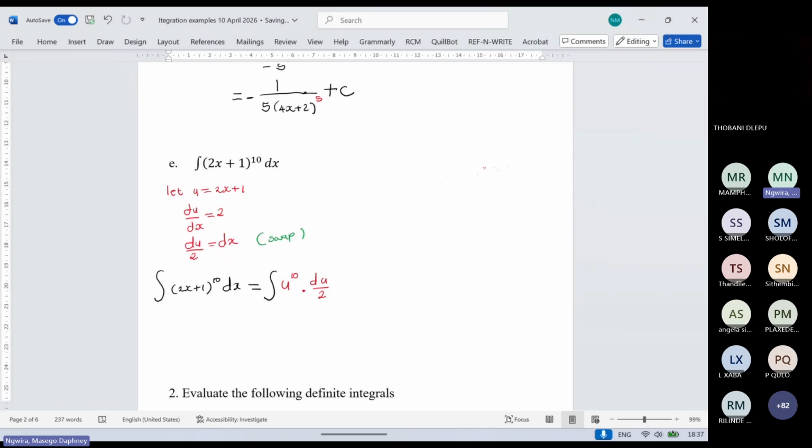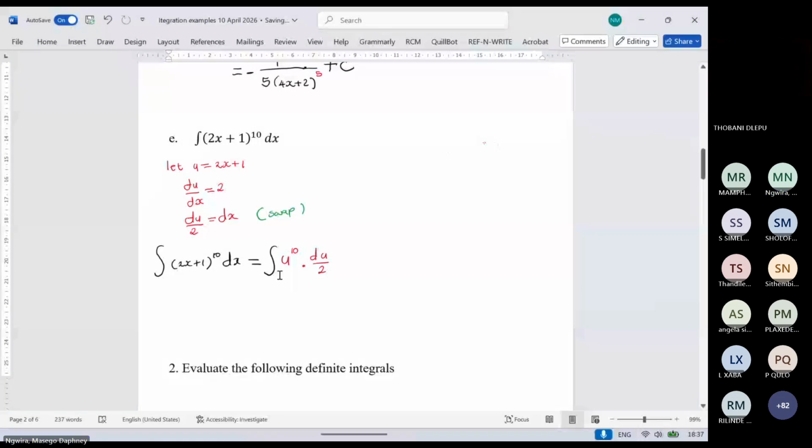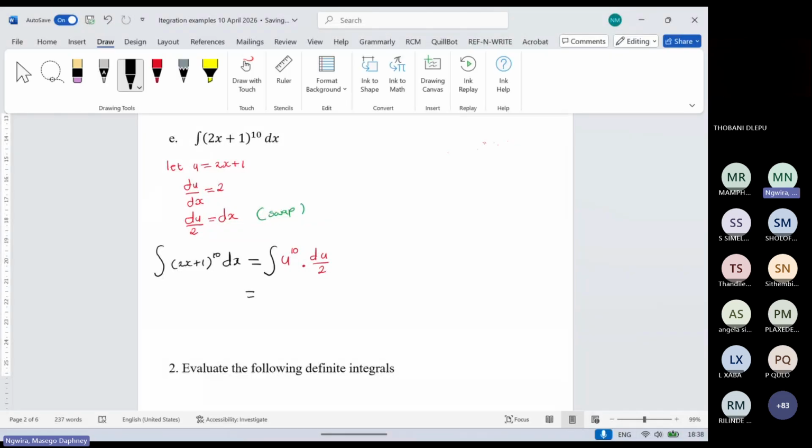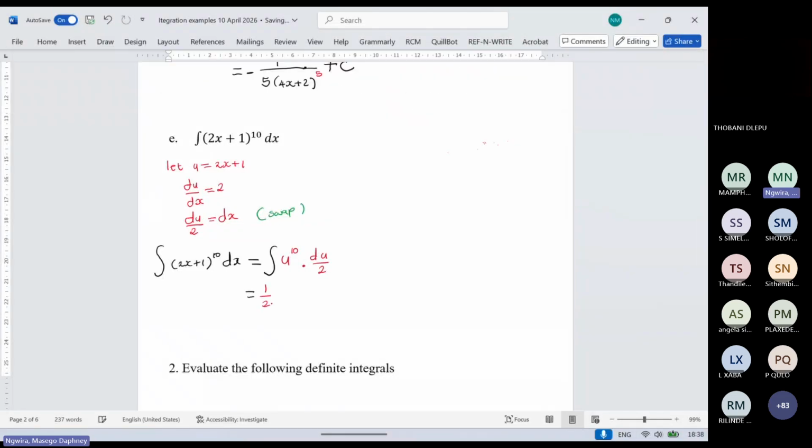Then I'm just going to take this side. So this is du over 2, a fraction. I am going to have 1 over 2. Not 2, but 1 over 2, because this 2 is a denominator. Then this is the integral of u to the power of 10, then du. Now I can integrate. When you integrate a variable, it must also be with respect to that same variable. That's why we are substituting. We are replacing the dx and the x with u.